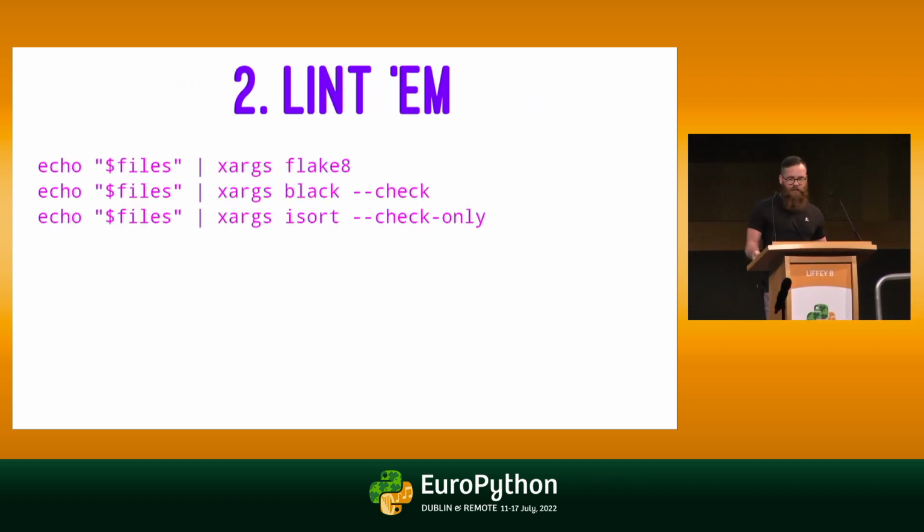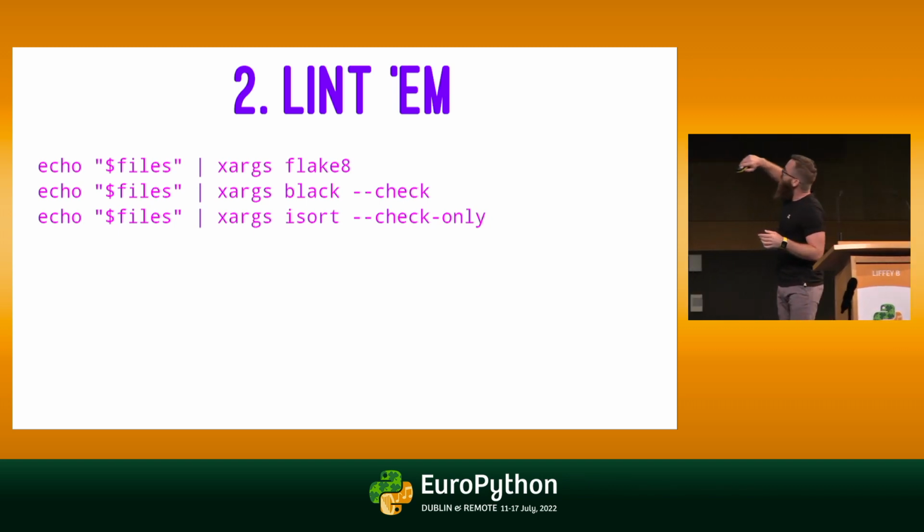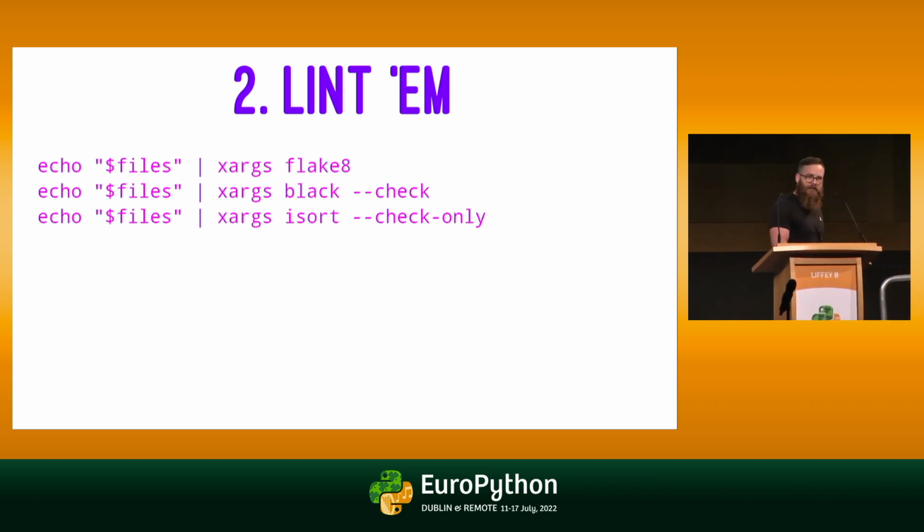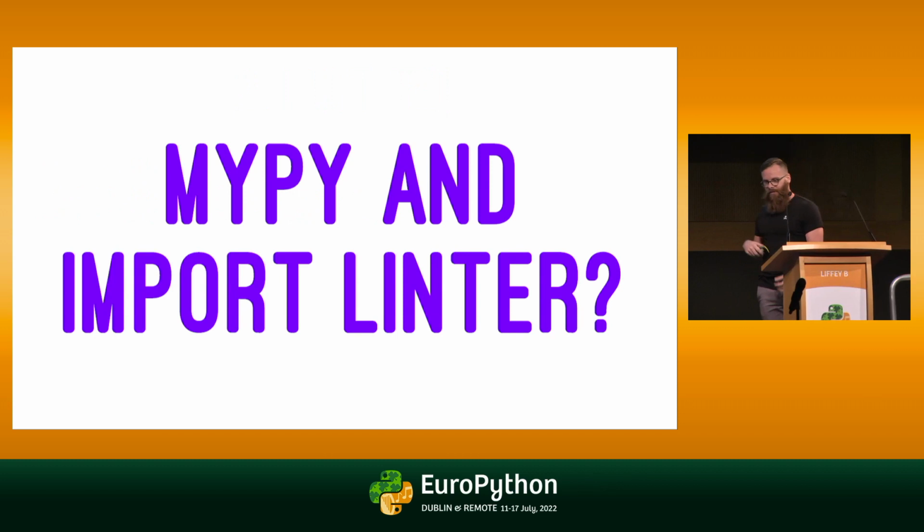Once we get the list of files to lint, we can throw them through all of our different linters with the different configuration options we've already talked about. So throw it through Flake8, see if black is going to complain, then see if isort is going to complain. If it doesn't, great.